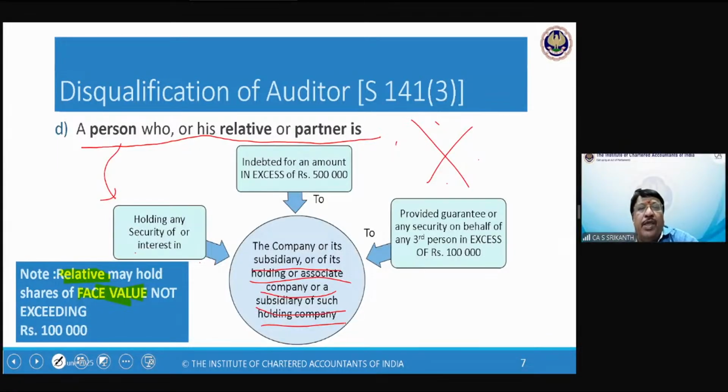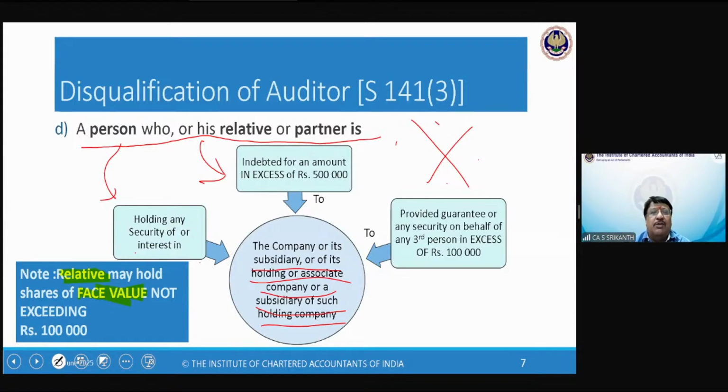Also, a person who, or his relative or partner, is indebted for an amount in excess of 5 lakhs. This is a common sentence; read it with each one. So they've given you a limit of 5 lakhs. If you want to take some advance, some money ahead, up to 5 lakhs you can take, you or a relative or a partner. Beyond 5 lakhs, no.